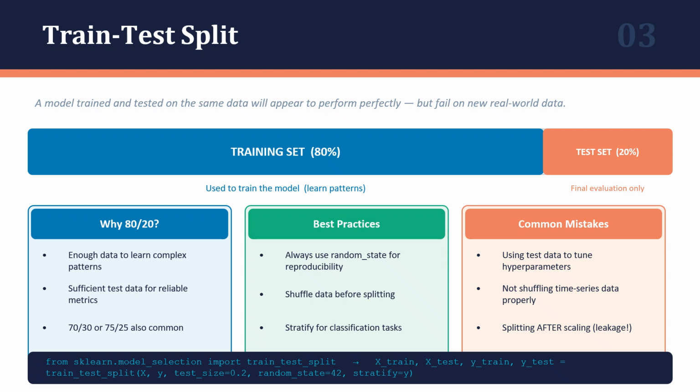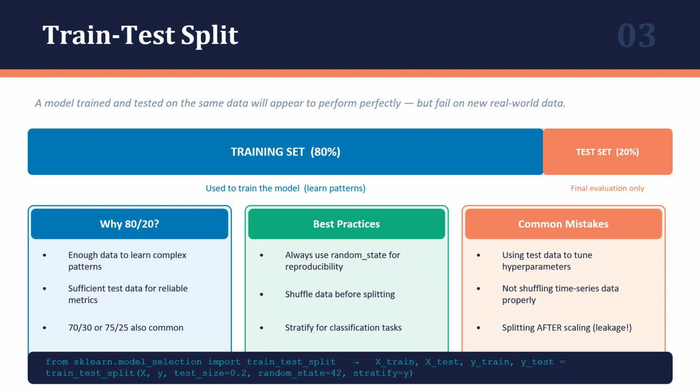Train test split. Train test split is one of the most fundamental concepts in machine learning. The core problem it solves: if you train and test your model on the same data, it will memorize the answers. Overfitting. It will score perfectly on that data but fail completely on new real-world data. This is like a student who memorizes exam answers but does not understand the subject.